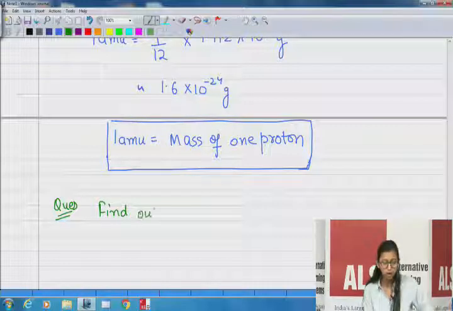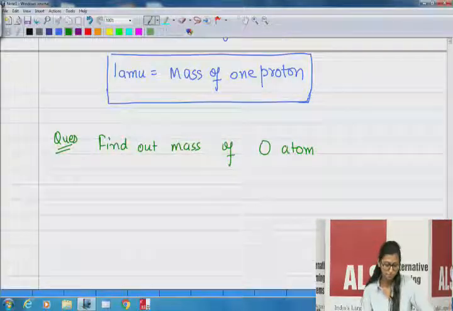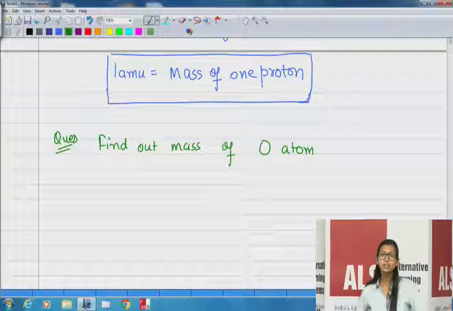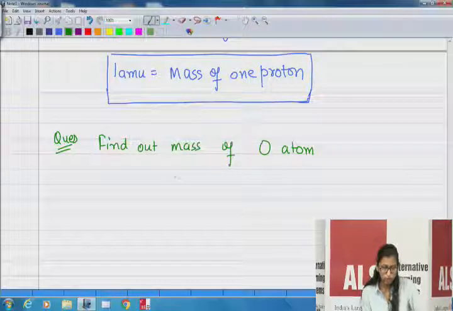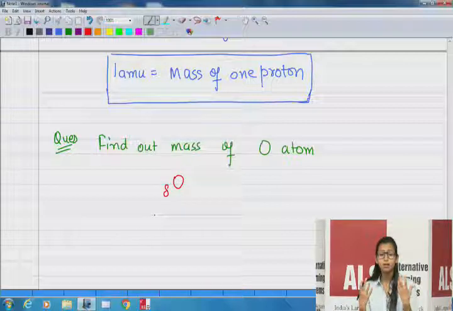Find out the mass of an oxygen atom, a single oxygen atom. Now what do you think, everyone? This is the oxygen here, having the atomic number 8. Obviously if I want to find out the mass of the oxygen atom, I have to add the mass of all of the fundamental particles there. Are you with me, Kohima Center?